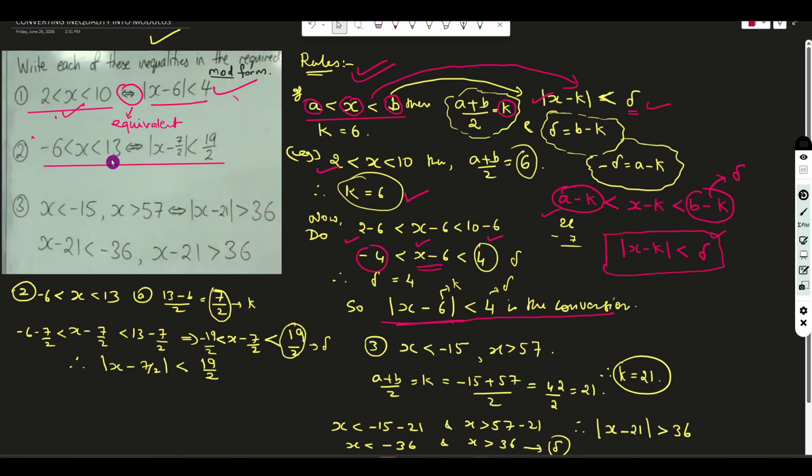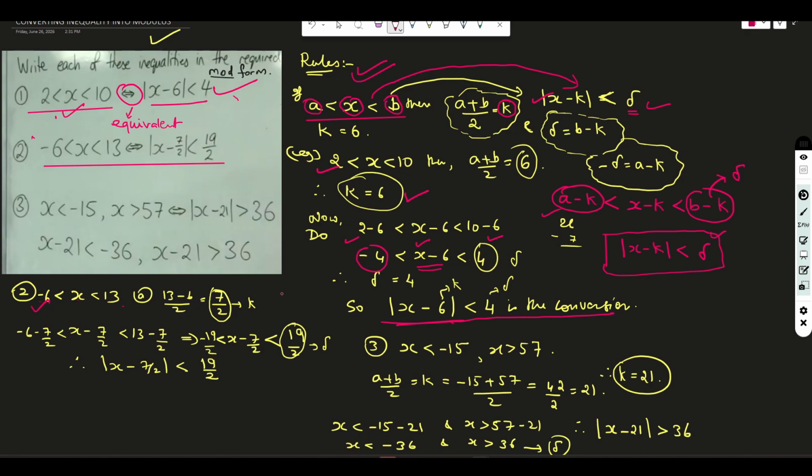So when the inequality is given in the form of x between two numbers, such an inequality can be converted into modulus form, and how, that we'll see in this second example. So let us take the left hand side, that is minus 6 less than x less than 13, or x is between minus 6 and 13. Next step will be what? You have to find the average of minus 6 and 13.